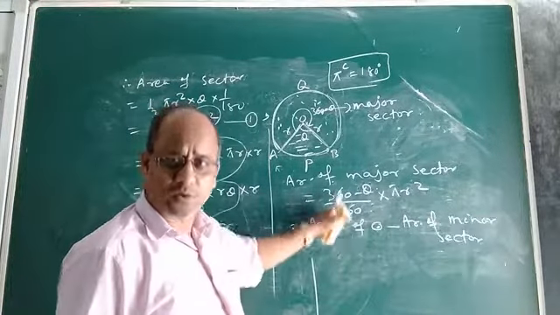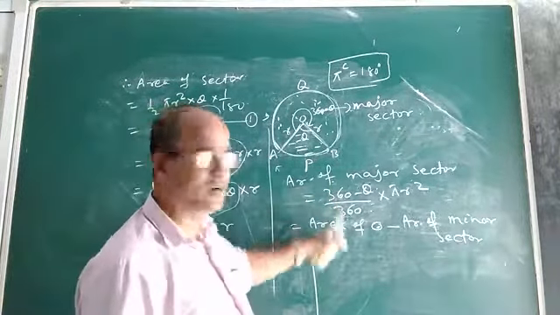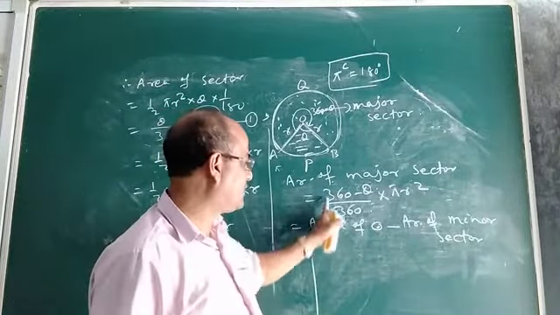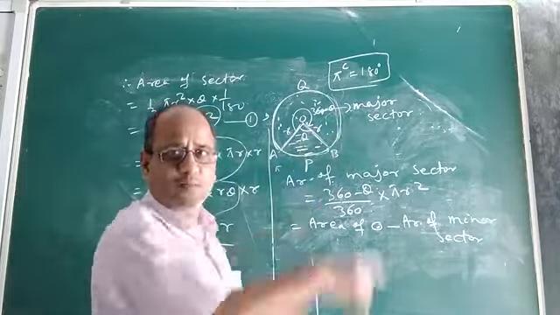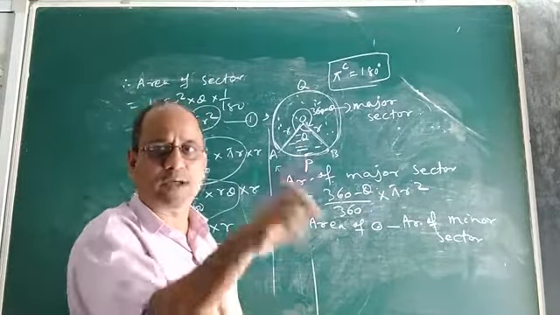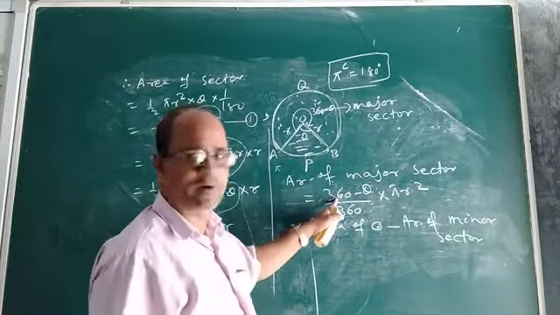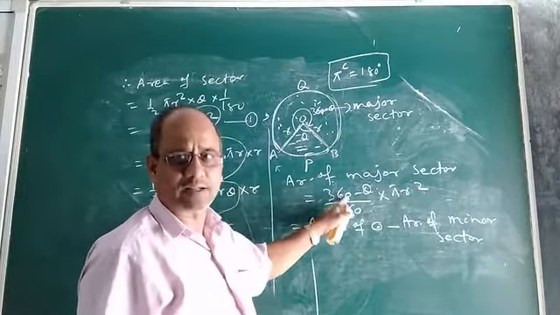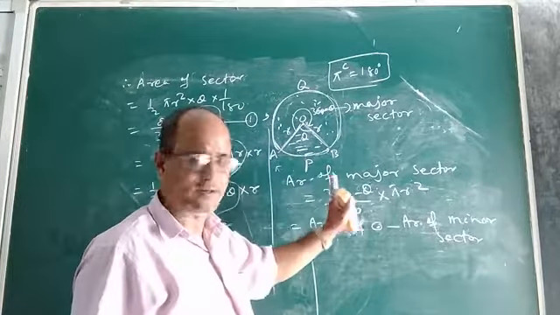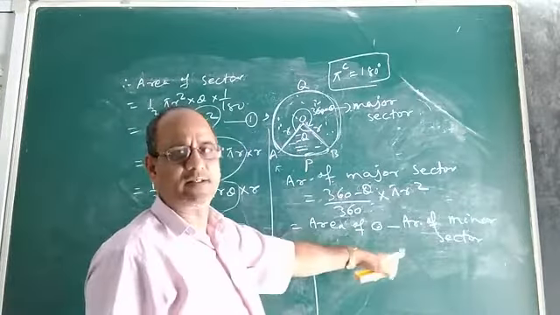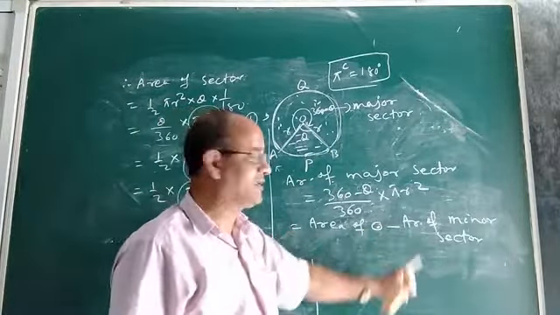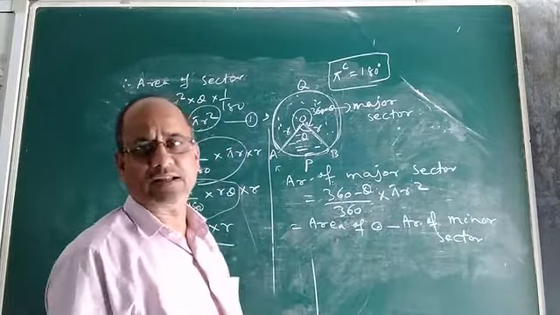So, thus we can calculate the area of major sector in two ways. Either by using this formula, find the reflex of this angle, put it in the formula theta by 360 into pi r square. In place of theta, you have to take 360 minus theta because that is the sector angle of the major sector. Or you find the area of the circle, then find the area of the minor sector, then you take the difference, you will get the area of the major sector.